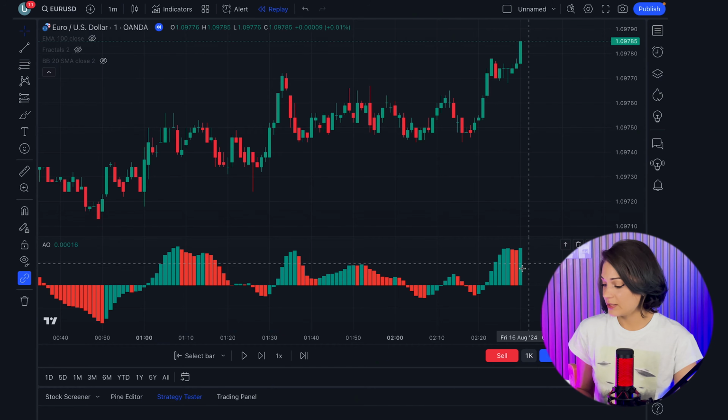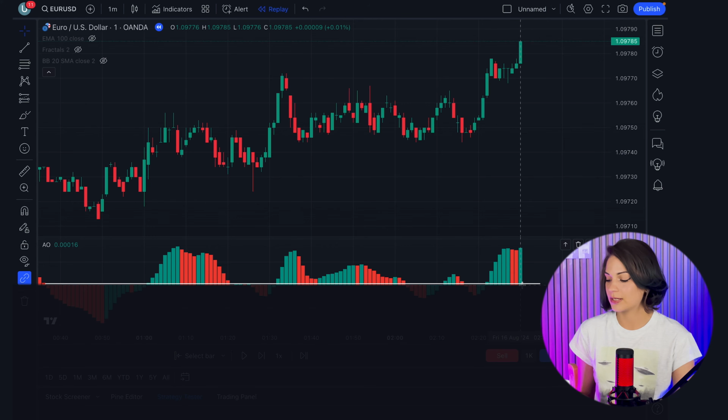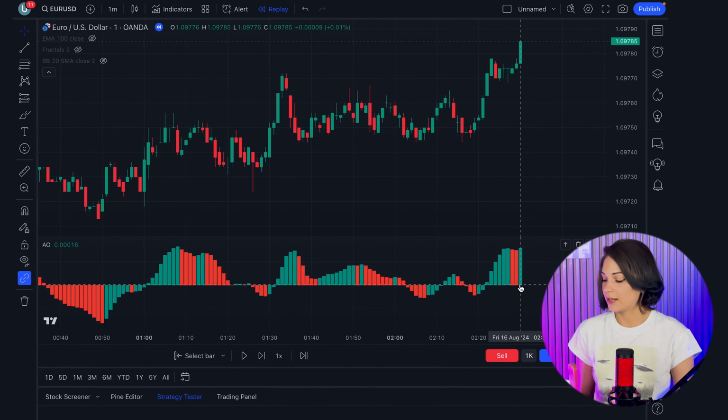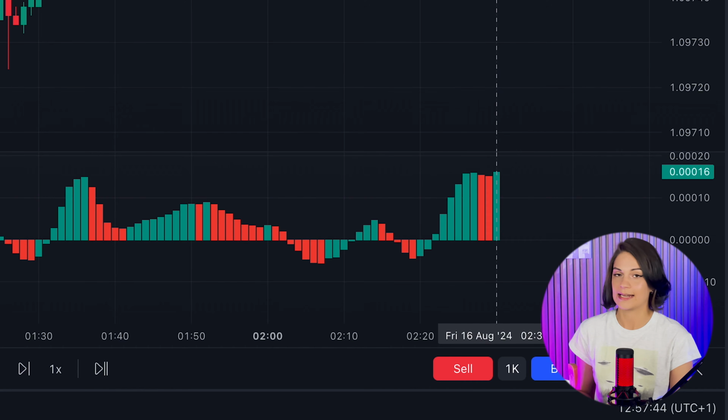The first aspect that we need to see is that the histogram is supposed to be higher than the 0 point. If you look at the histogram, you can see that at this point there is the 0 point. And the first sign that we have is the value being higher than the 0 point, and that's an uptrend.